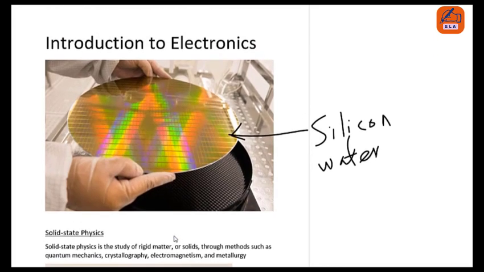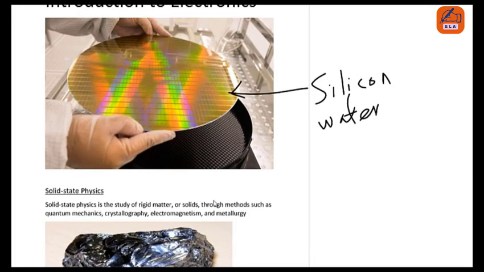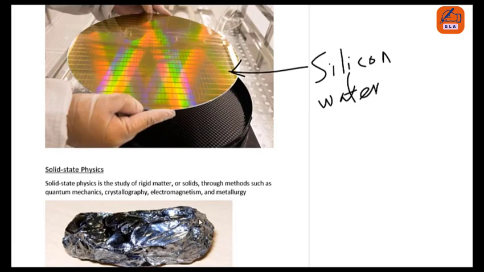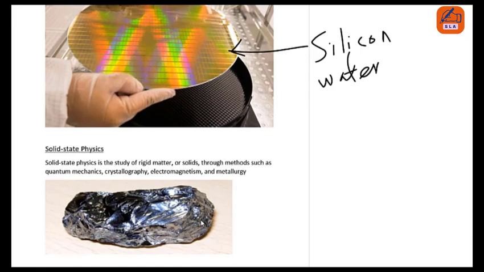And what is silicon? Silicon is a semiconductor, right? Okay, so what is solid state physics? Whenever we're talking about electronics, we're talking about solid state physics. Solid state physics is basically a branch of physics which deals with the study of rigid matter or solids, and that can be done through various methods such as quantum mechanics, crystallography, electromagnetism, metallurgy, etc. So when we're talking about electronics, we're dealing with solid matter.